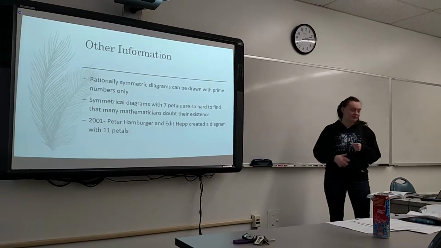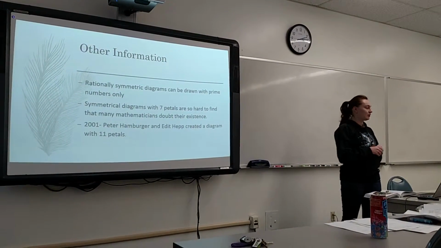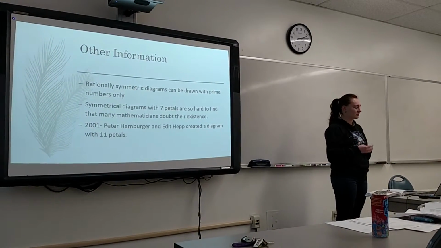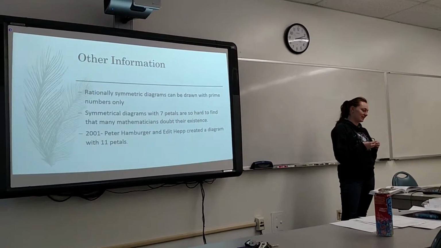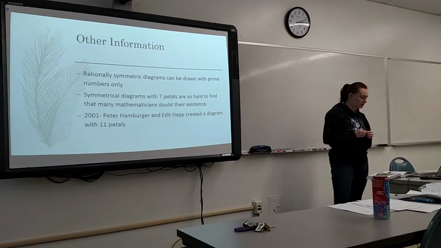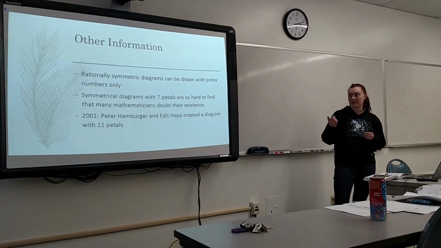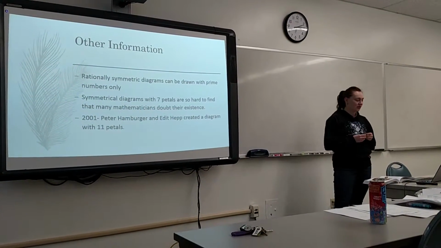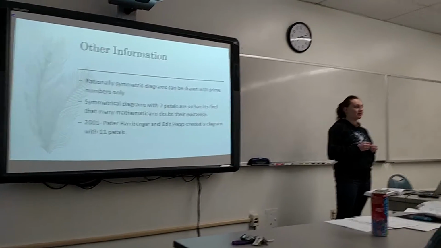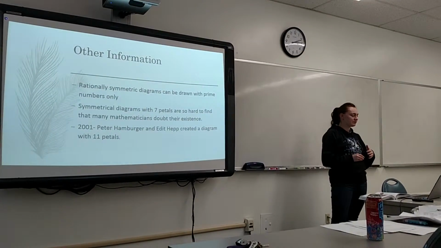And then some other information that some mathematicians came up with is that they can only be drawn with prime numbers. So you can't draw them with 4 or 8 or anything like that. With 7 petals, it's super hard to find them, but you can find them online, which I thought was interesting. But a lot of mathematicians don't think that they even exist. However, now we can prove that they do exist.